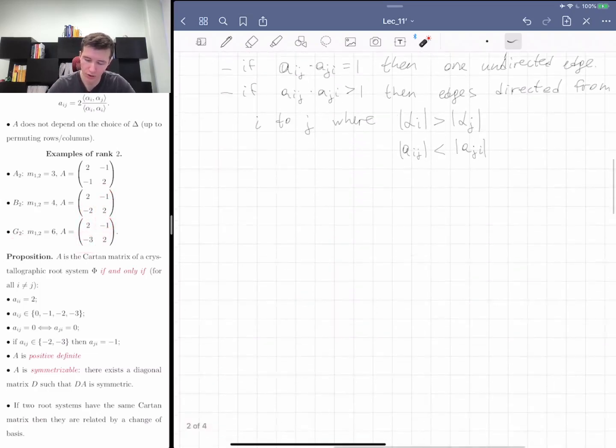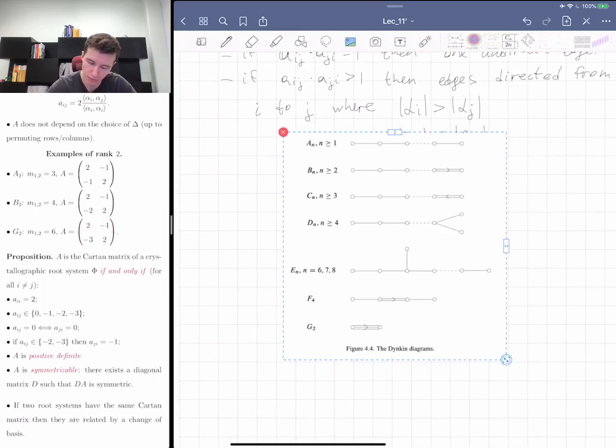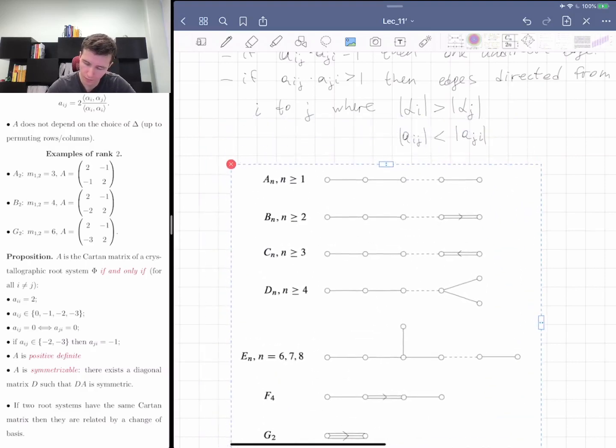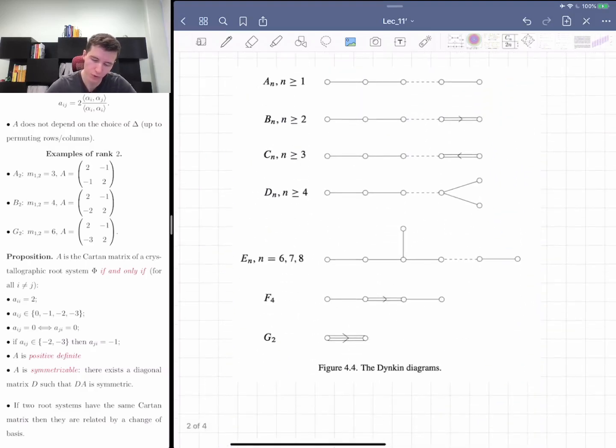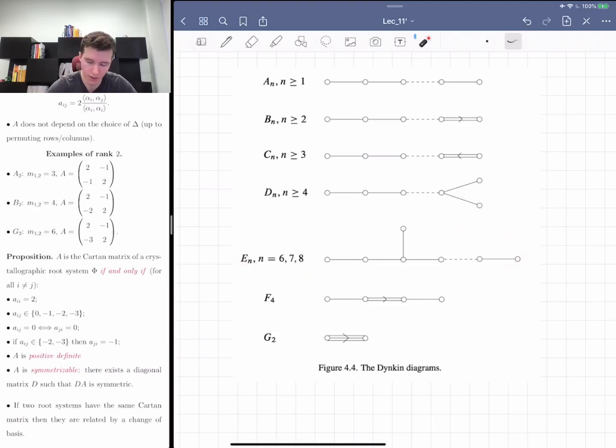Now here is a picture which classifies all crystallographic root systems. So you can see there is AN, BN, CN, DN. There are 4 infinite families. I'm going to define them explicitly as collection of roots later. But then there's also 3 exceptional cases. So this index n here is always the rank, which is the number of simple roots. So A_n has n vertices. The corresponding Dynkin diagram has n vertices.